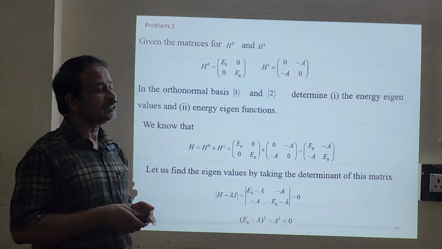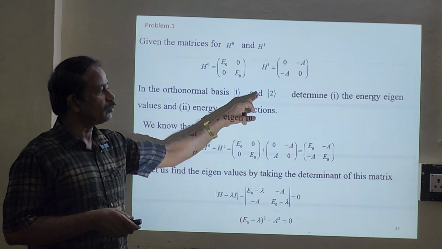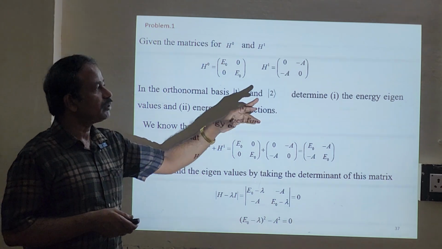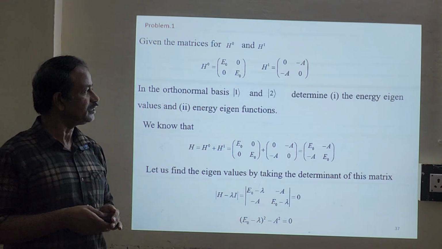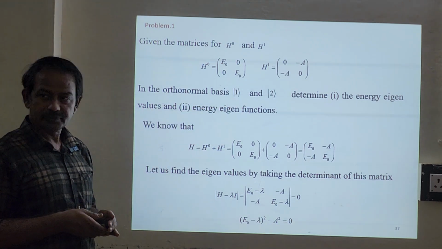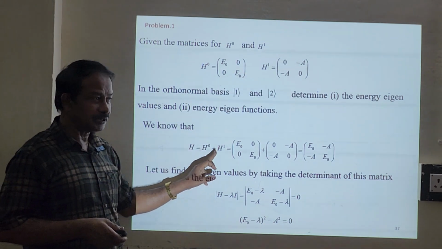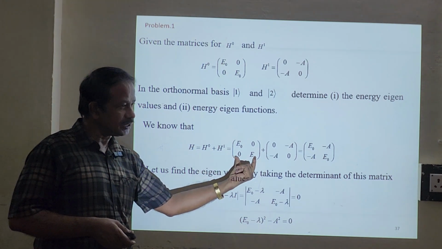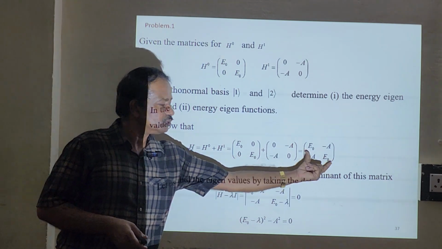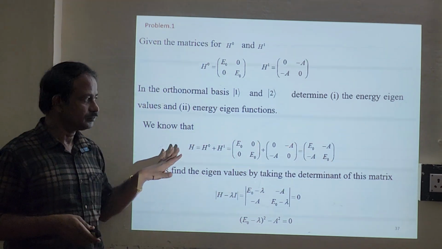Suppose we consider two bases, ket 1 and ket 2, and we are going to determine the energy eigenvalues and the energy eigenfunctions. Your total Hamiltonian will be the sum of the unperturbed and perturbed Hamiltonians. So this is unperturbed, this is perturbed. You add these two, that will give you the total Hamiltonian. Is it okay?